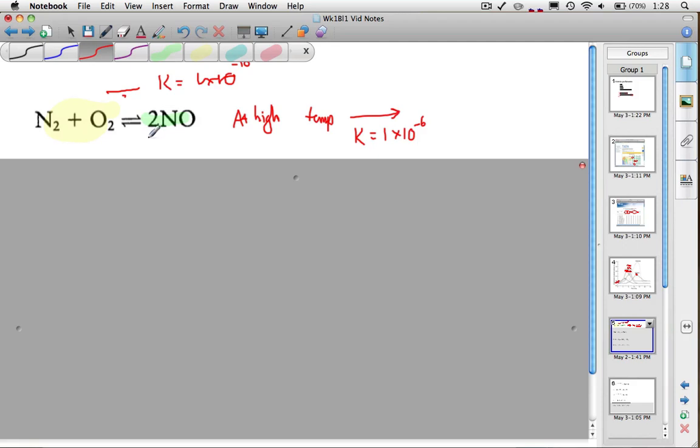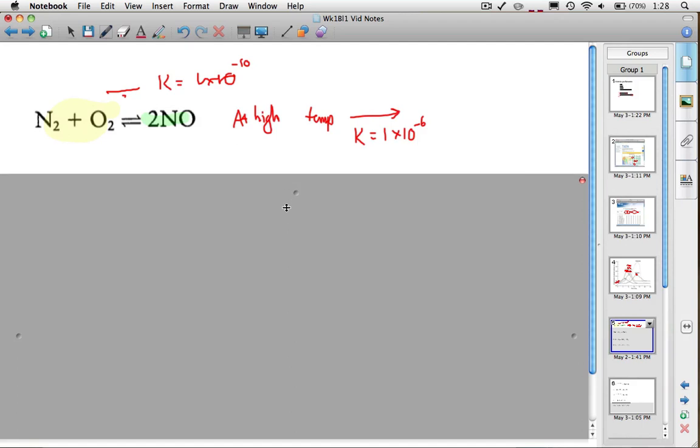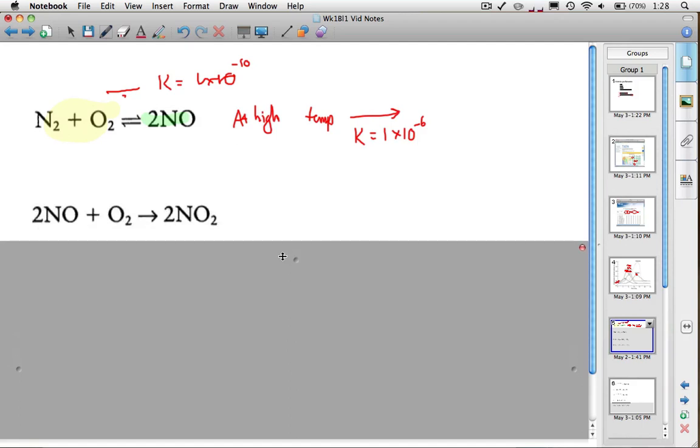And again, this is at high temperatures, specifically in the tailpipe of a car or a bus or a coal-fired power plant or a natural gas-fired power plant, whatever. So once we've made NO, what happens? One thing that starts to happen is that it reacts with just oxygen around it to make 2NO2.